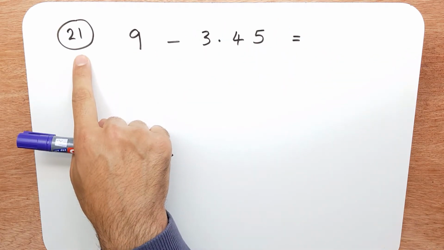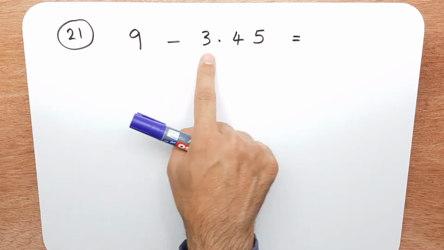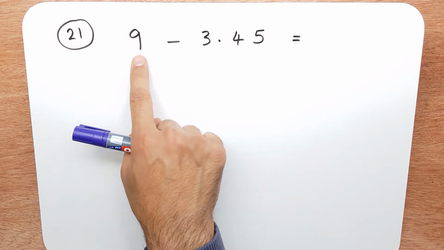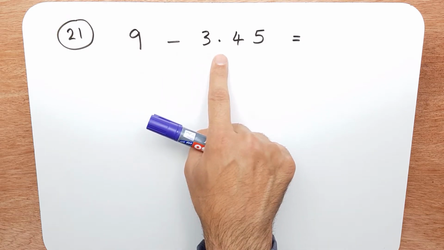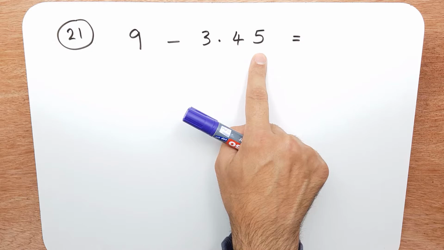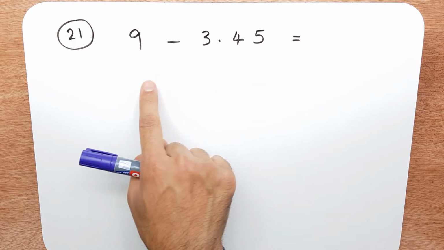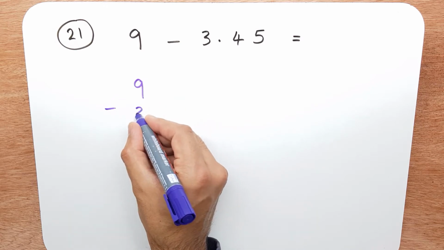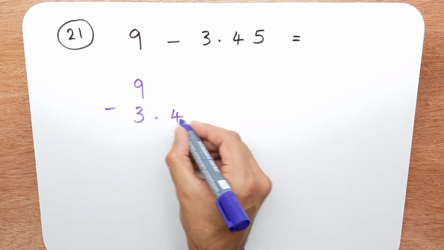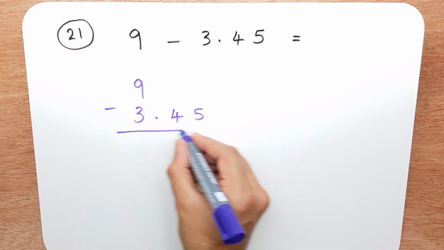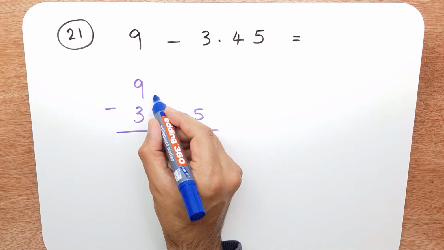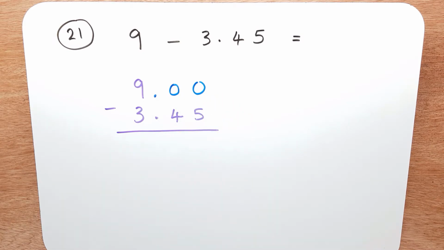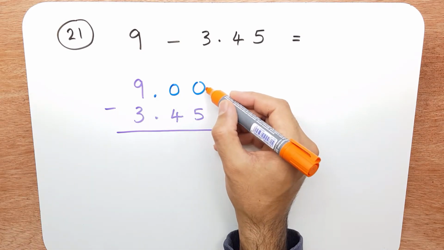Question 21 is 9 take away 3.45. Now if you notice, this is a whole number and this is a decimal. And it has 2 decimal places, so we have to be careful. So let's do column subtraction. 9 take away 3.45. What we can do is put some helpers here, these 2 placeholders.